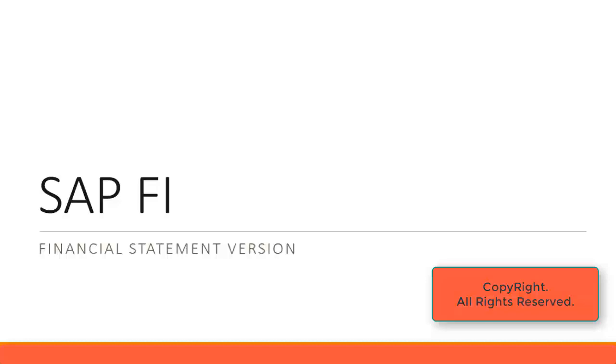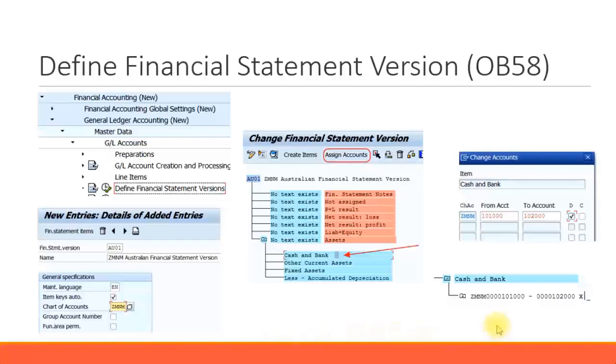Let's look at setting up the financial statement version. This slide is an overview of the various configuration we'll be doing to set up the financial statement version. The short transaction code for this is OB58, and here you can see the menu path. Now we need to set up a financial statement version for your company code.